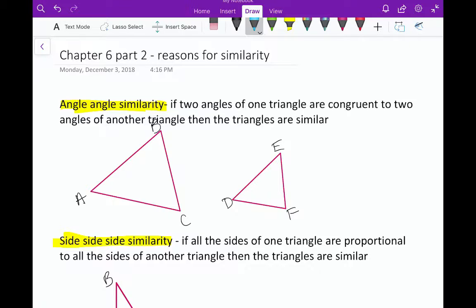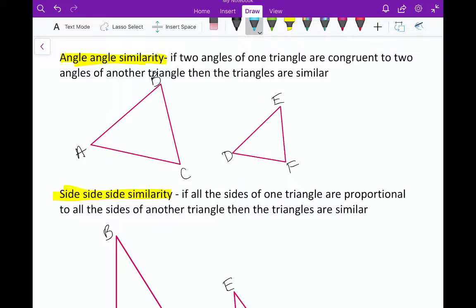This video is for Chapter 6, Part 2, in which we're going to discuss the reasons for similarity in triangles and a few other applications. Angle-angle similarity says if two angles of one triangle are congruent to two angles of another triangle, then the triangles are similar. For instance, if this is 42 degrees and this is 42 degrees, and this is 47 degrees and this is 47 degrees, then those triangles are going to be similar.